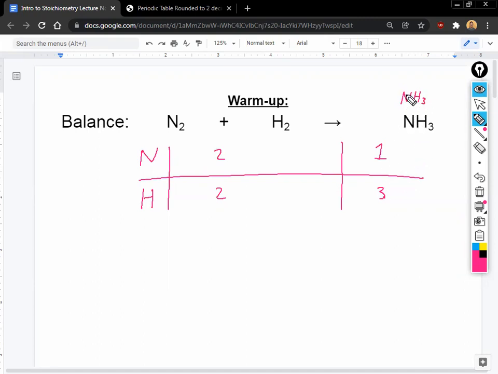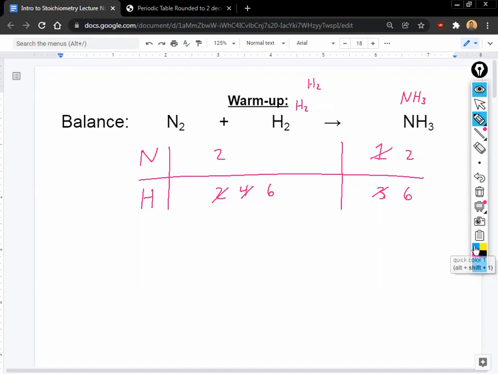Okay, so if I add NH3, how many nitrogens are on the left side now? 2. And how many hydrogens? 6. Good. So the nitrogens are good, but the hydrogen is not balanced. So the left side needs more hydrogen, so I'm going to add hydrogen to the left side. So I'm going to add H2. If I add one of them, how many hydrogens are there? 4. So that means I need to add one more to get me to 6.